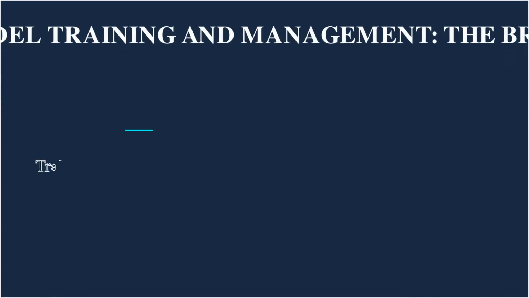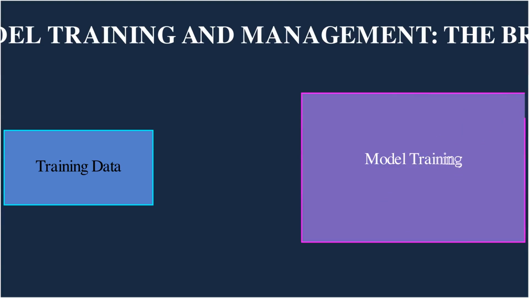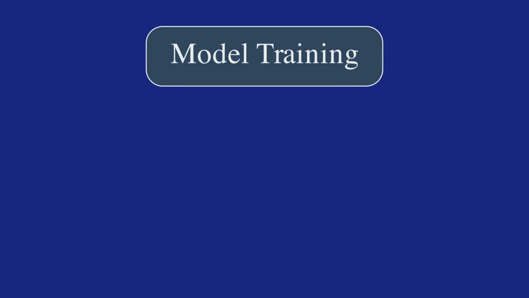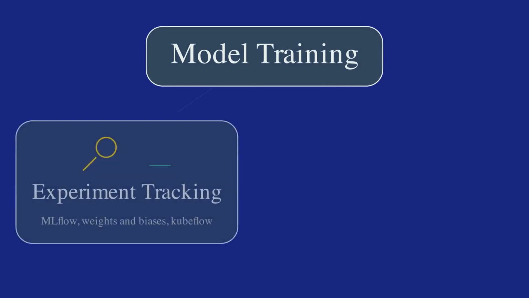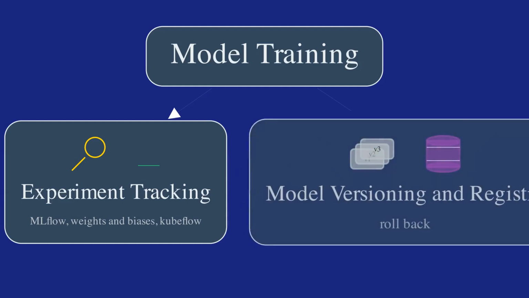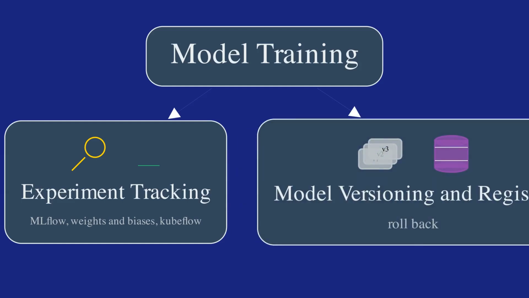Once you have your data, it is time to train. Training infrastructure. Do you need GPUs? Distributed training, for example, Kubernetes, Ray. Experiment tracking. You will train many models. How do you keep track of parameters, metrics, and code versions? Tools like MLflow, Weights and Biases, or Kubeflow are essential here. Model versioning and registry: storing trained models, their metadata, and making them discoverable. This allows you to easily roll back to previous versions if needed.